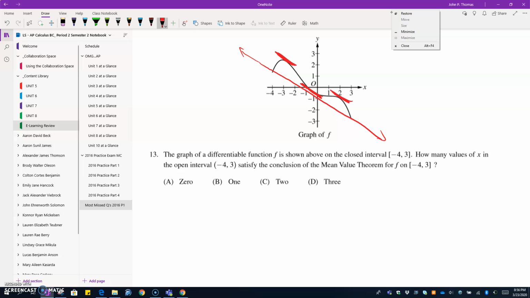Now from the picture we can tell there's clearly 3 spots where that would occur. So the correct answer on this one is going to be D, which is 3.